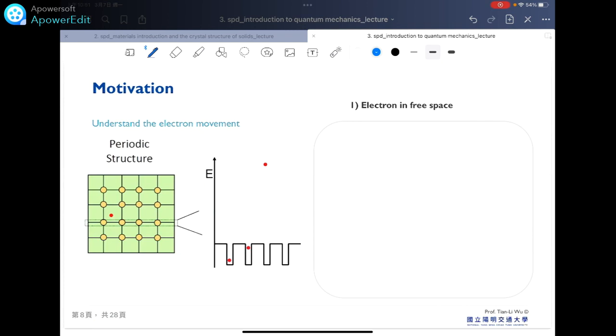Okay, so later on we will start to talk about different cases and how the electron moves in these different periodic structures. And we will take a break, we'll come back later.